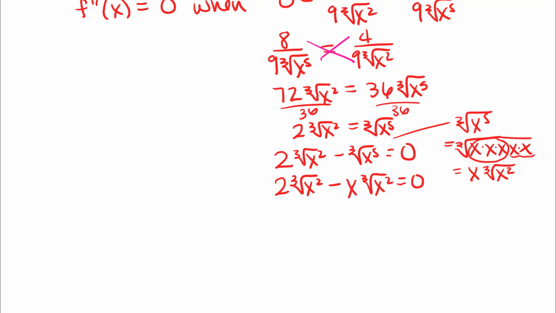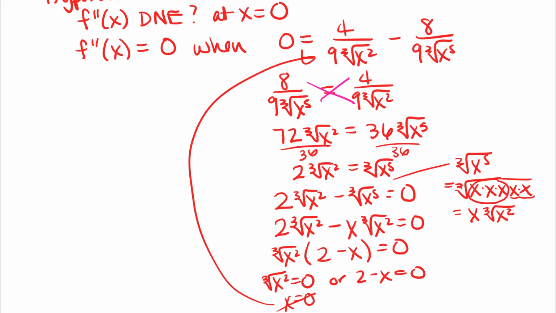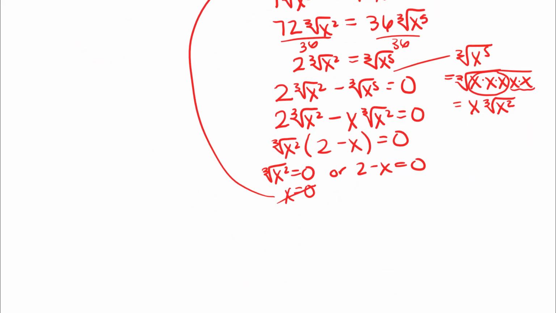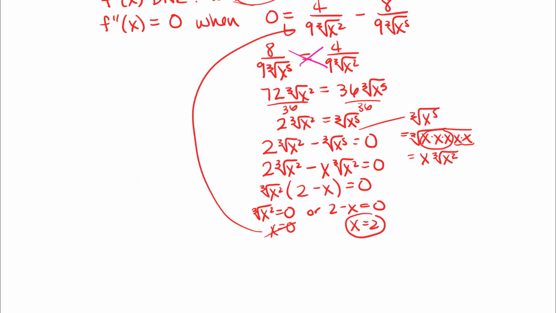And the reason I did that is because then you can see you have a common factor of cube root of x squared that you can factor out. And then you can set each factor equal to 0. All right, so from this first one, if I cube both sides and then square root both sides of this equation, I'll get x equals 0, which actually is not in the domain of the second derivative. If you go back up here and look at the denominator, we actually already had that as a hypercritical value, though, from when we looked at when the second derivative does not exist. And then this second one, I'll get x equals 2. So I have 2 hypercritical values, one at x equals 0 and one at x equals 2.